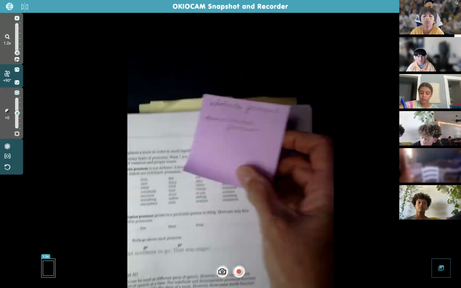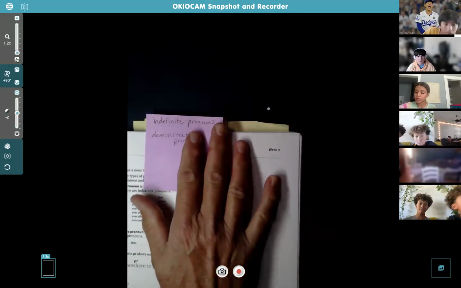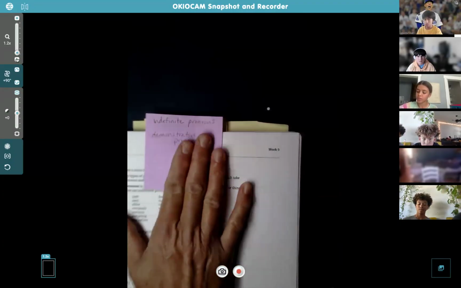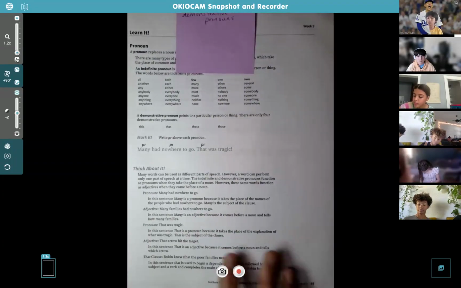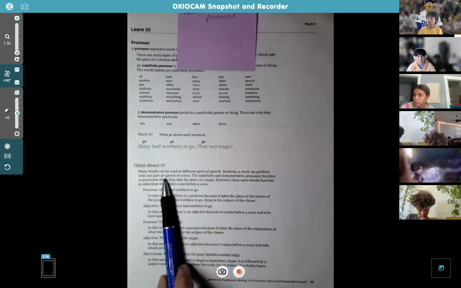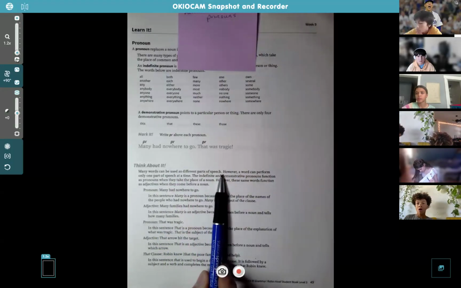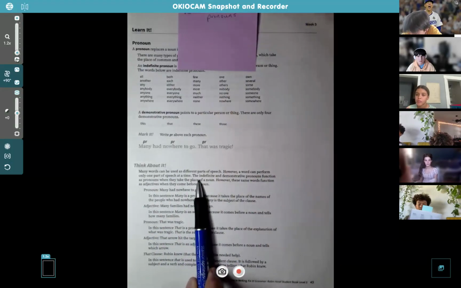All right. Let's put this at the top where it's sticking up a little bit past the page, so you can mark that page and come back to it later during your homework if you need to. And then there's a section down here that says "Think about it." It says many words can be used as different parts of speech. However, a word can perform only one part of speech at a time.